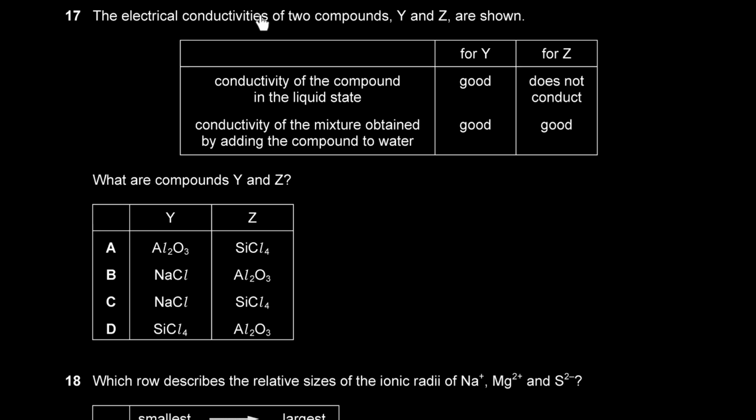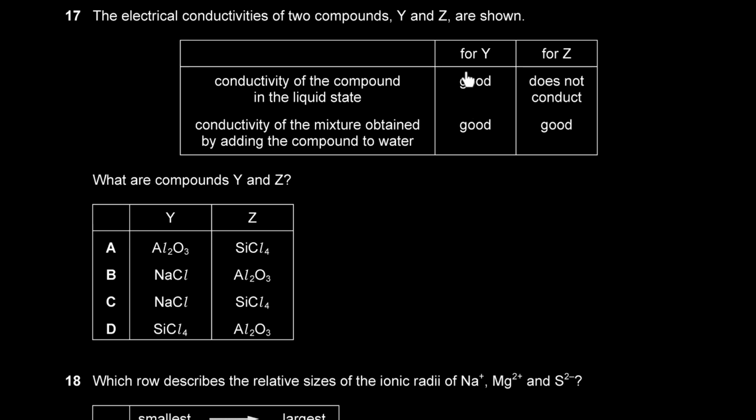The electrical conductivities of two compounds Y and Z are shown. Y is a good conductor in the liquid state, whereas Z does not conduct in the liquid state. When we add Y and Z to water, we get an aqueous solution. Y is a good conductor in the aqueous state, and Z is also a good conductor. What are compounds Y and Z?